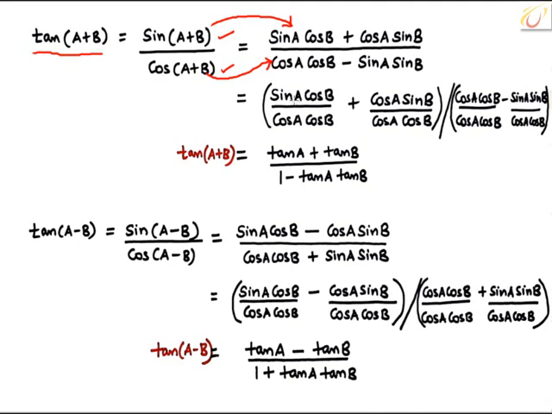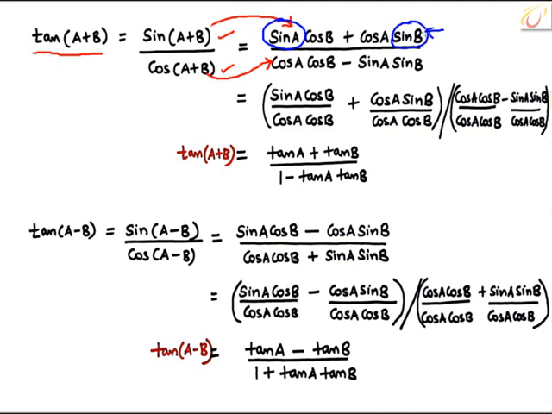Here, in my numerator, I have sin a cos b plus cos a sin b. I want to bring tan in my numerator. So whatever is sin has to be divided by cos of the same angle. Here I have sin A, and again here I have sin B. To convert sin A to tan A, I have to divide the numerator by cos A. To get tan B from sin B, I have to divide my numerator by cos B.